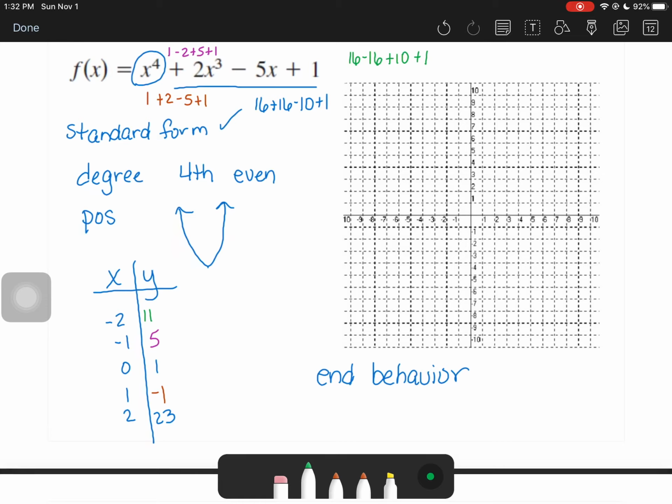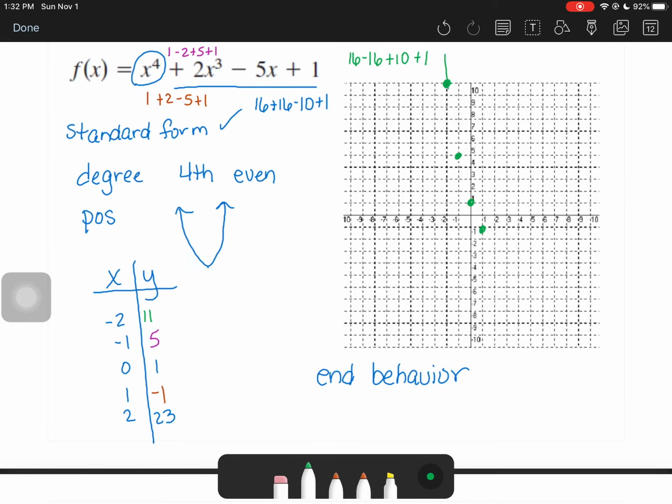So we're going to graph that. So we have -2, 11. -1, 5. 0, 1. 1, -1. And then 2, I believe that should be 23, meaning it's going to go way off the graph up to the top.